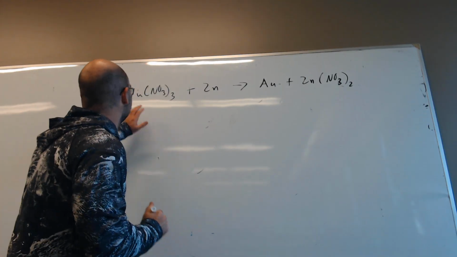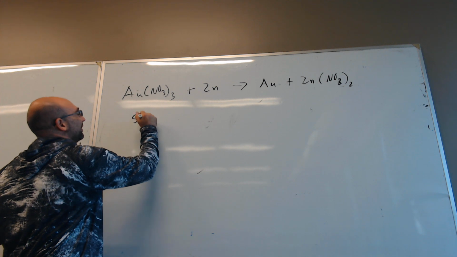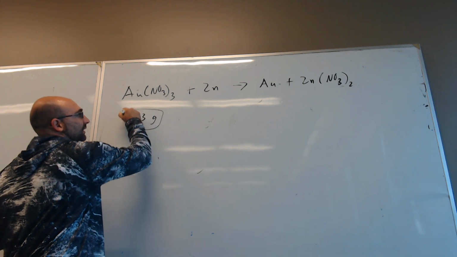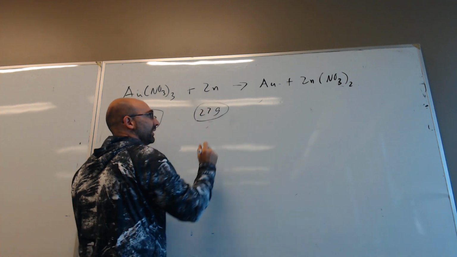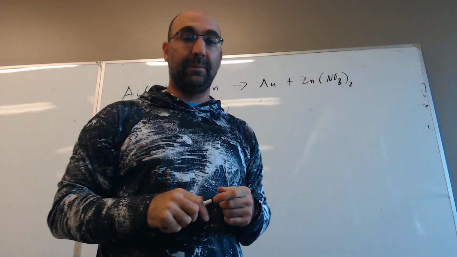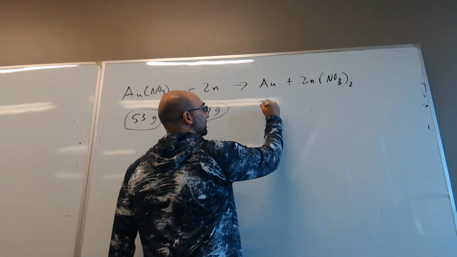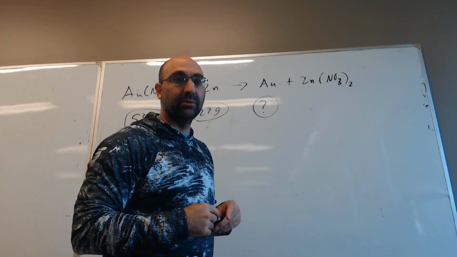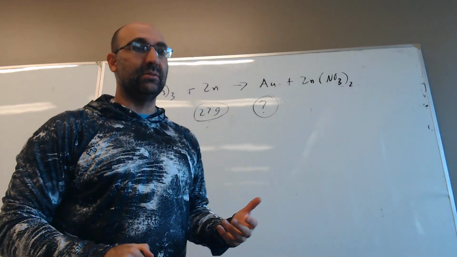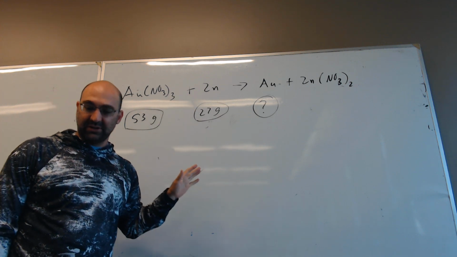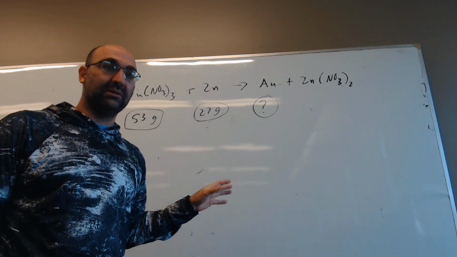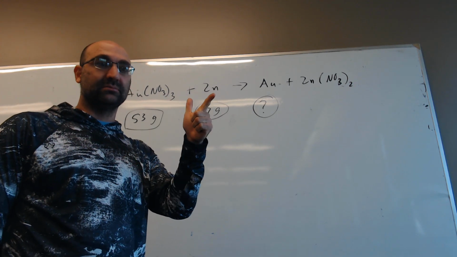Okay, so let's say that I have 53 grams of this, and I'm going to have 27 grams of this. We're going to ignore sig figs for now. My question for you: how much gold do you produce? So it's going to be 53 grams of this, 27 grams of that. Pause the video, try to solve this on your own, and come back in a couple seconds.